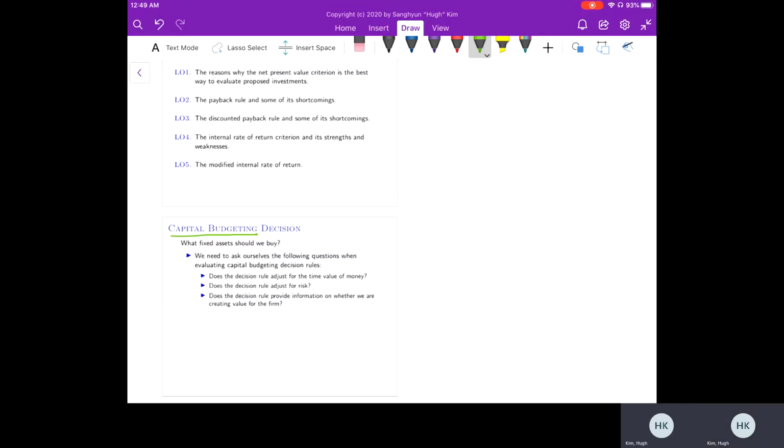At the end of this lecture, we have to decide which capital budgeting decision rule we should use. To do that, we have to understand some of the properties that a good decision rule must have. A good decision rule must adjust for the time value of money and risk associated with the project. Ultimately, a good capital budgeting decision rule must provide information on whether or not we are creating value for the firm.